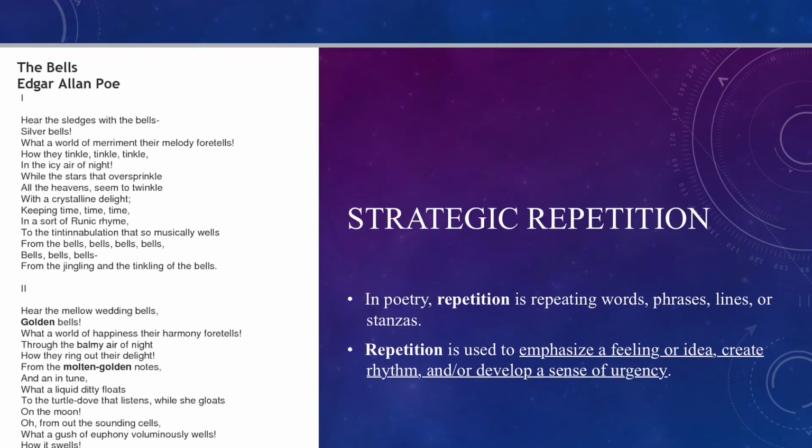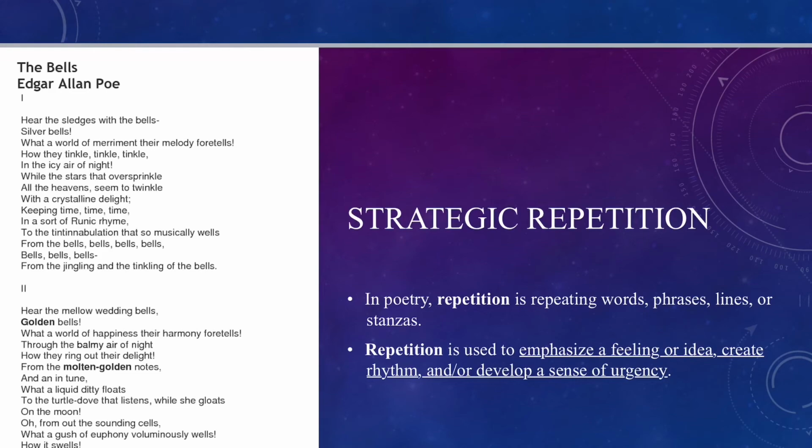Okay, and our last poetic element for today is strategic repetition. In poetry, repetition is the repeating of words, phrases, lines, stanzas in order to emphasize a feeling or idea, to create rhythm, and or to develop a sense of urgency.